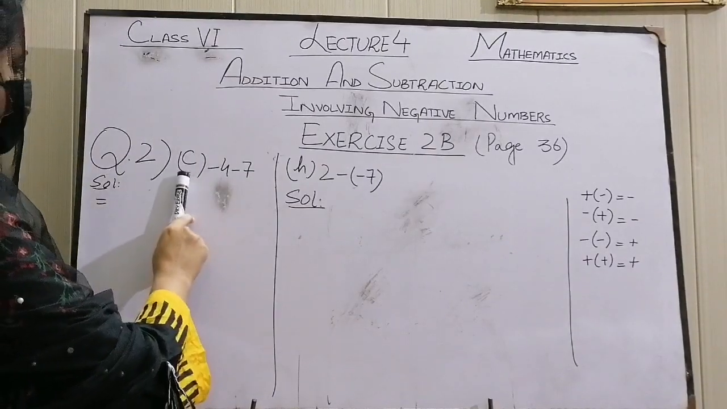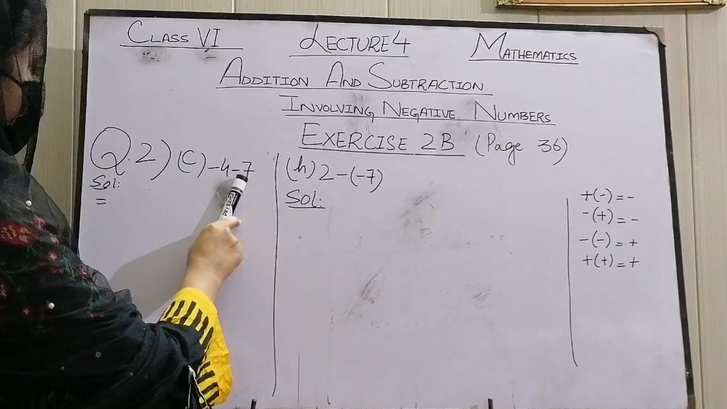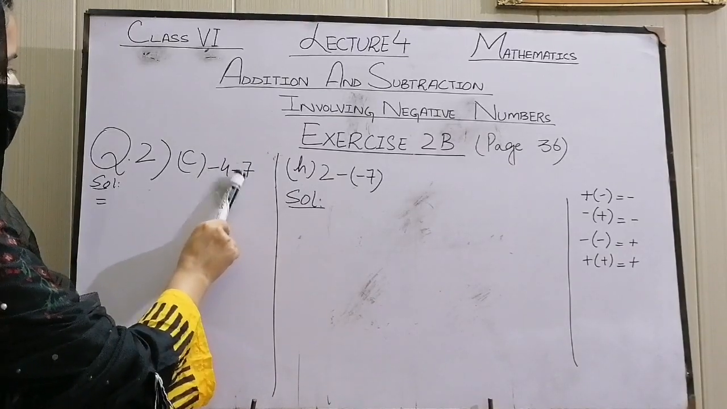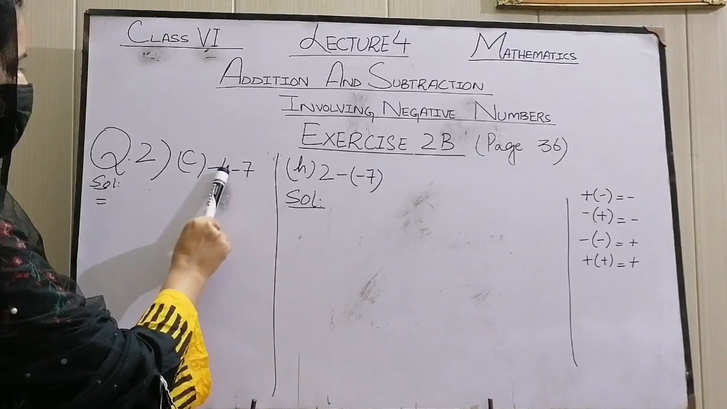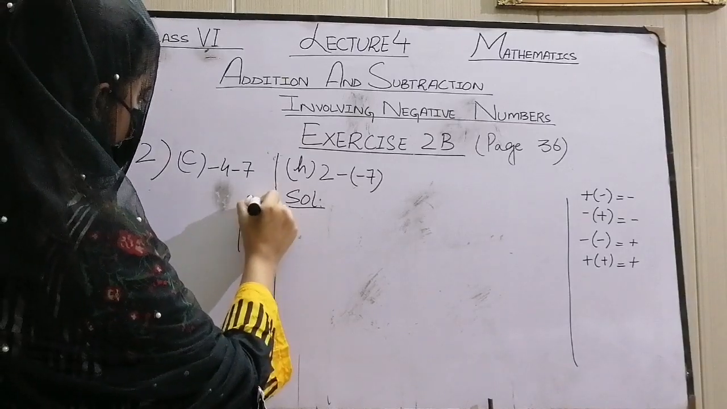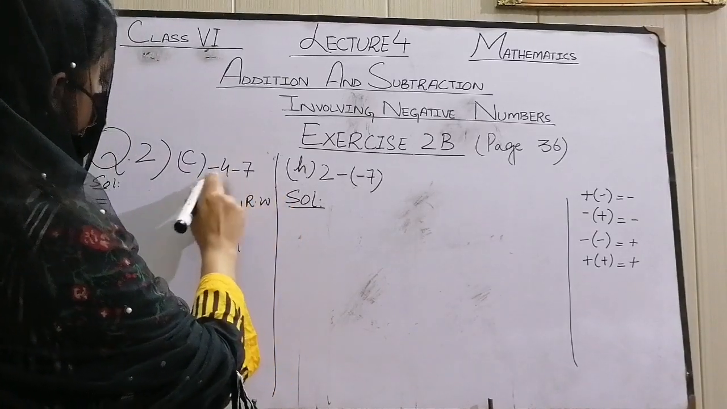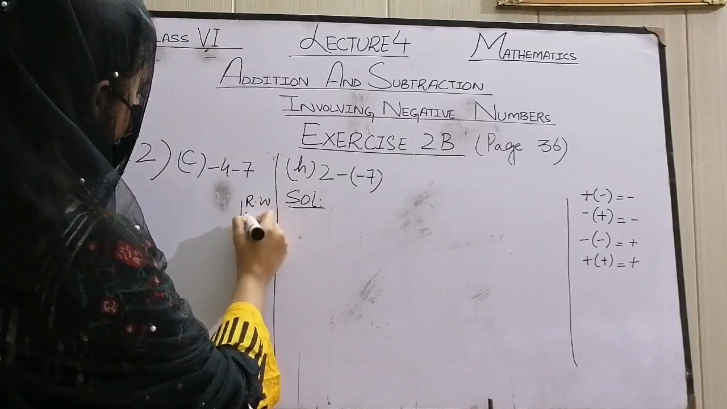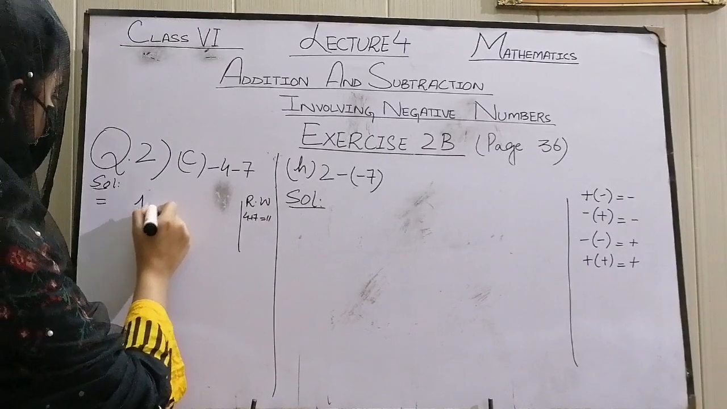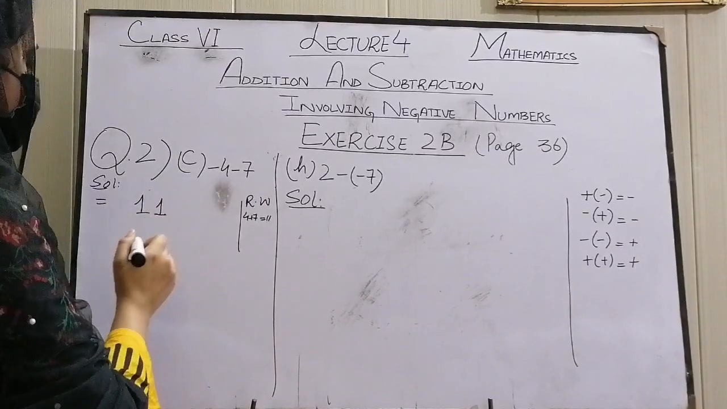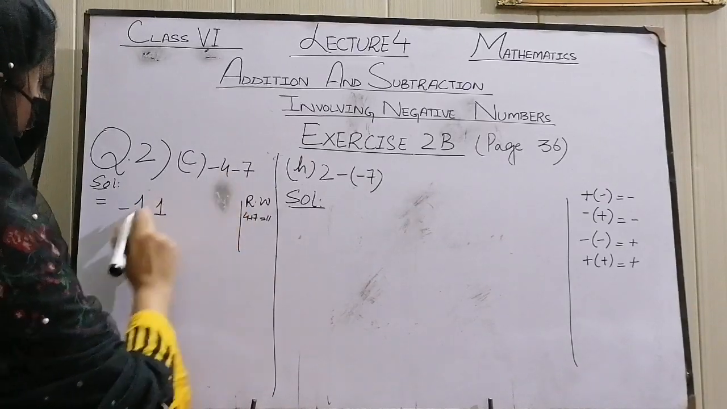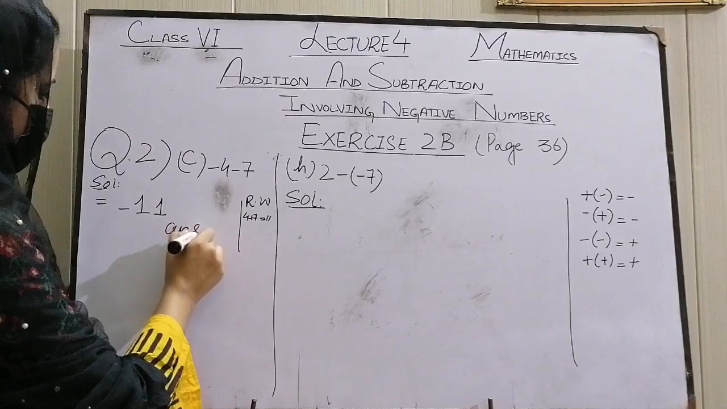Question number 2, part C is minus 4 minus 7. If both of the numbers are with the same sign, we have to add these numbers. 4 plus 7 is 11. In rough work, you can add them, because both of the numbers are with the same sign. It becomes 11. And we have to use minus with the answer because the bigger term is with a minus sign. So minus 11 is our answer.